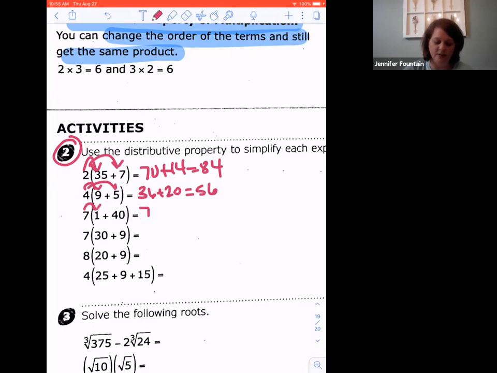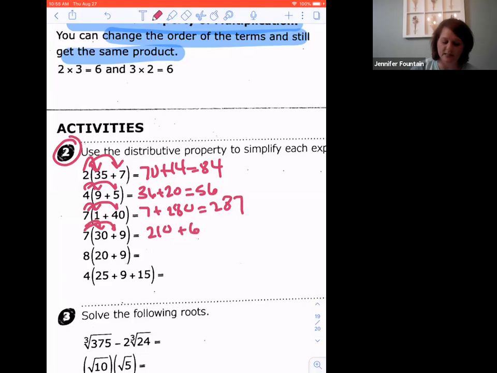7 times 1 is 7. 7 times 40. I know that 7 times 4 is 28, so 7 times 40 will be 280, so that'll be 287. 7 times 30 will be 210, same thing. 7 times 3 is 21, so 7 times 30 is 210, plus 7 times 9 is 63, so I end up with 273. 8 times 20, 8 times 2 is 16, so 20 will be with a 0, plus 8 times 9 is 72. Then when I add 160 and 72, I'm going to end up with 232.